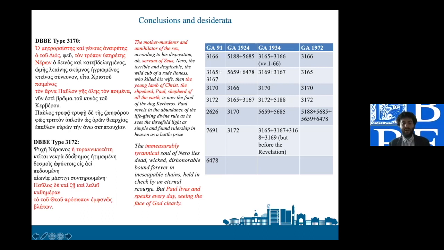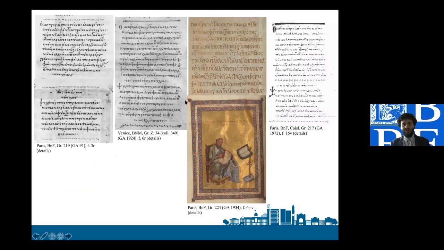where similarly the figure of Nero is called immeasurably tyrannical, and he is represented as a lying dead wicked man, bound forever in chains, while on the other side, Paul lives and speaks every day, seeing the face of God clearly. So this series of epigrams, made of this metrical hypothesis type 3162 plus these two later epigrams regarding the figure of Nero and Paul, is particular to these four manuscripts. And in particular, I would like to focus attention on this aspect.